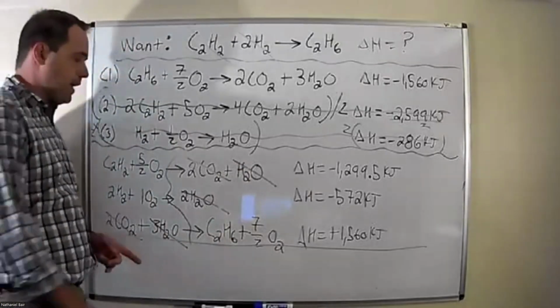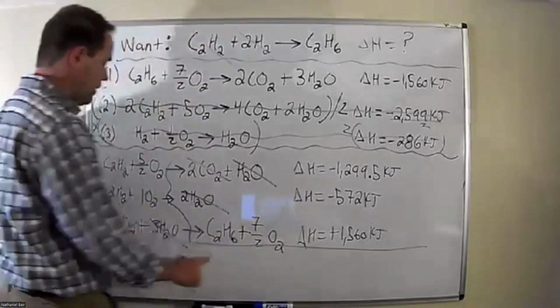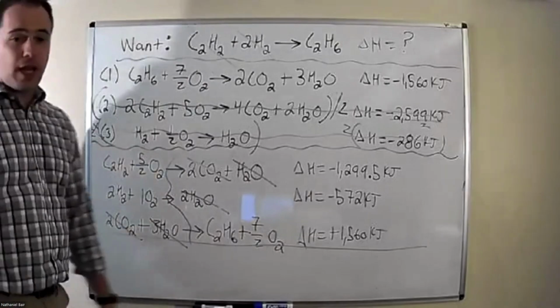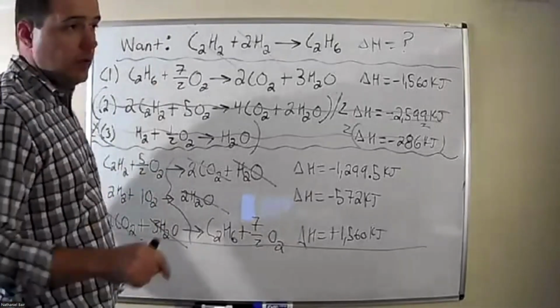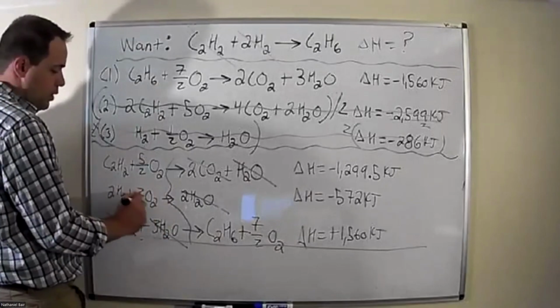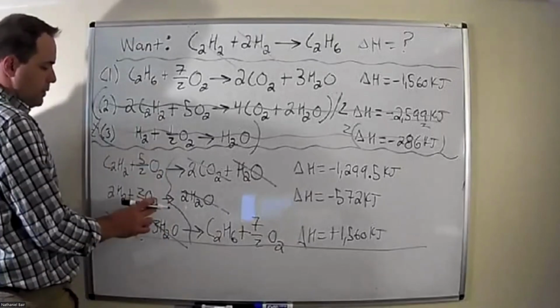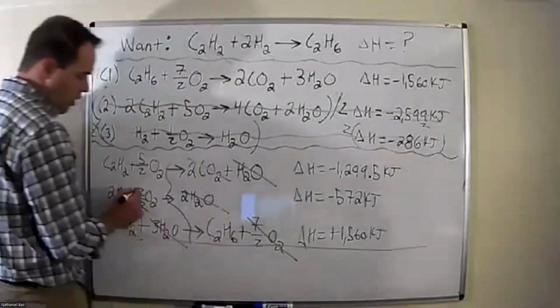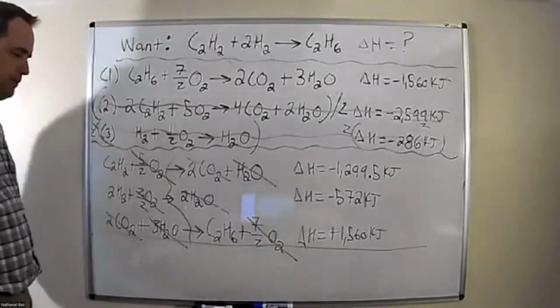Trust me, right? I've got 7 halves O2 over here, and I've got 5 halves and 1. I need to add these up, but you can't add them until you find the common denominator, which is 2. 1 is really 2 over 2. 5 halves plus 2 halves is 7 halves. That's 7 halves. All the O2s cancel out.